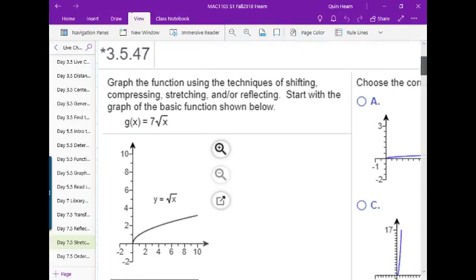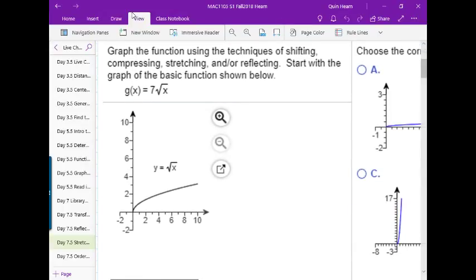Okay, so here's an example from my math lab. It says graph the function using the techniques of shifting, compressing, stretching, and or reflecting. Start with the graph of the basic function shown below. So the graph that they want us to graph is g of x equals 7 times the square root of x. Now they're telling us the parent function. You don't have to identify it in this case. This is given to us. That will not always be the case, but it is in this case.